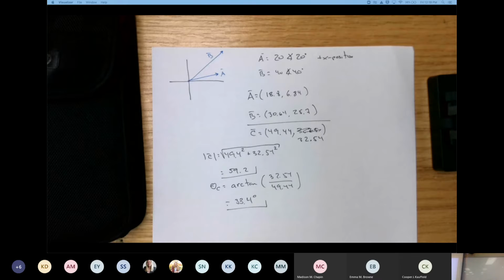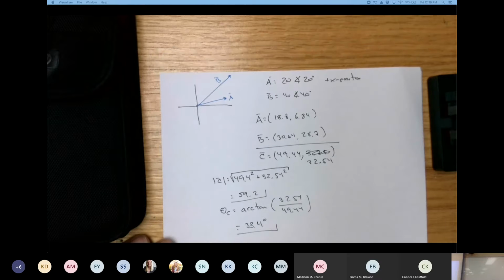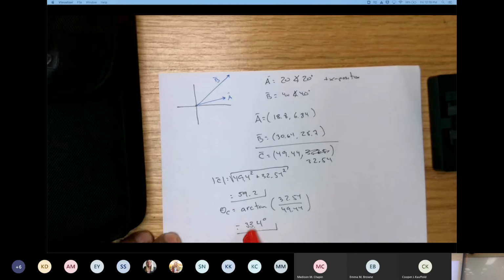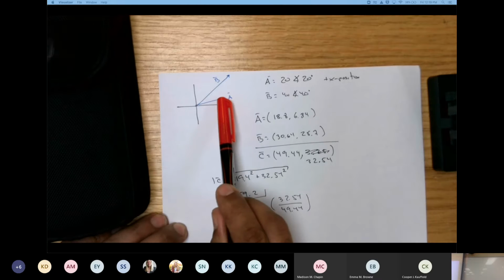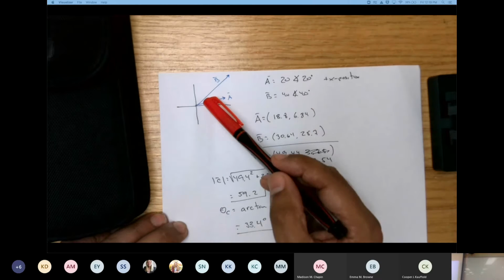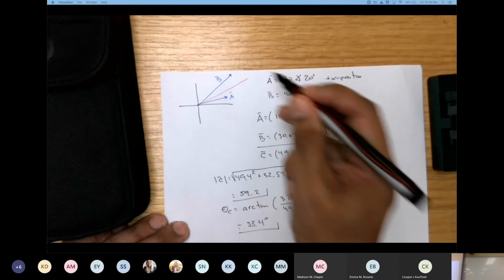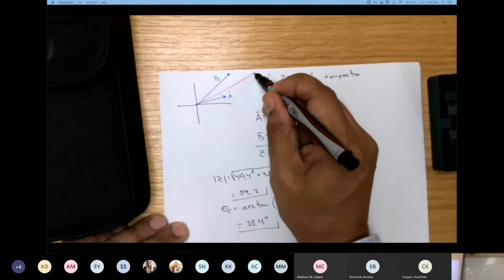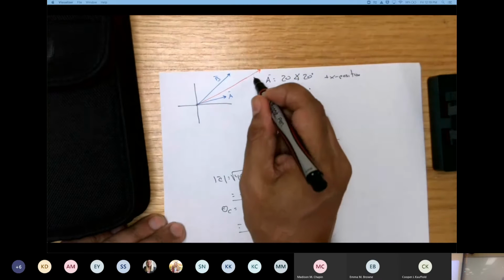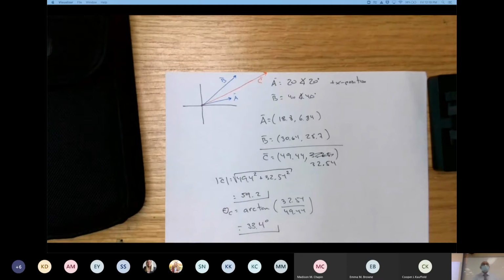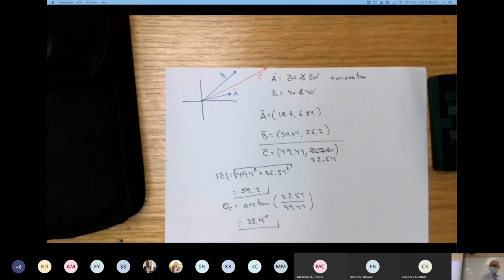Okay, so if we look at our original diagram, 33.4. Our vector A is at 20 degrees, vector B is at 40 degrees, so vector C is going to be somewhere in between. And the magnitude is going to be almost 60, so it's going to be bigger than B. So that will be our vector C, somewhere around there. Yep. Make sense? You want to try another one?